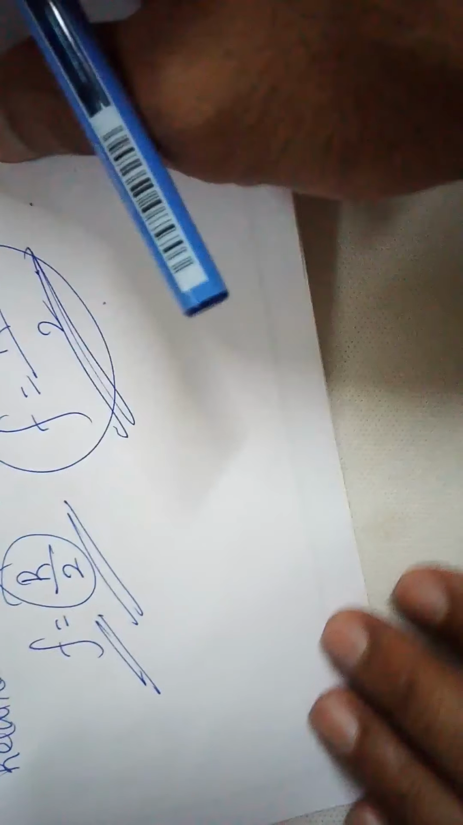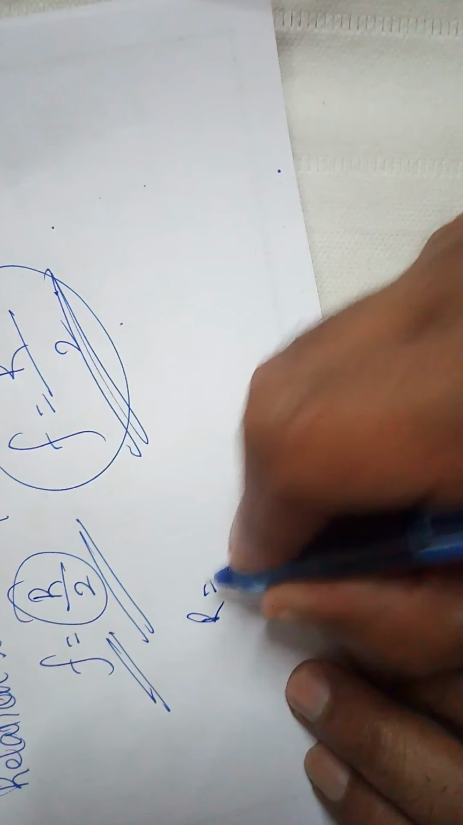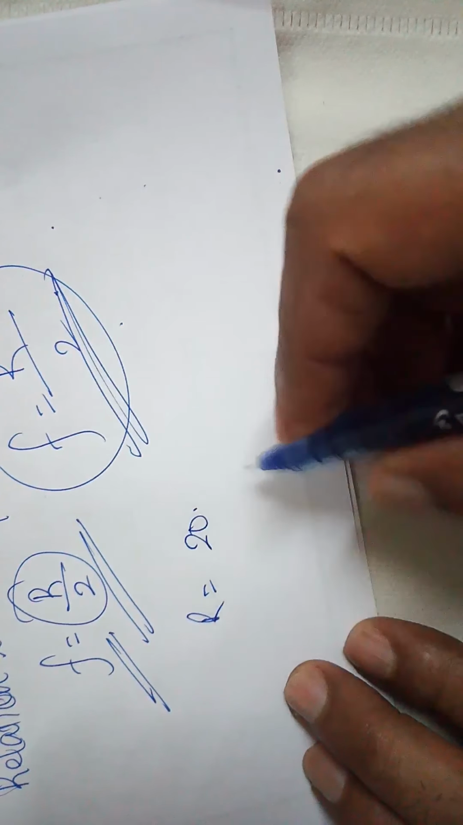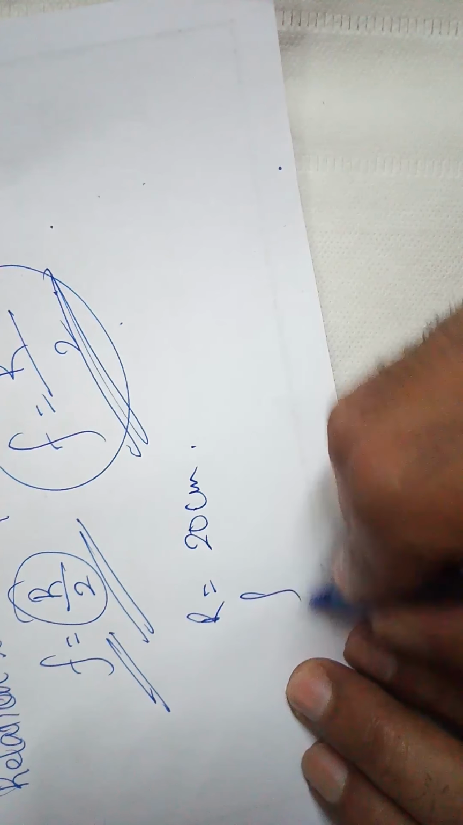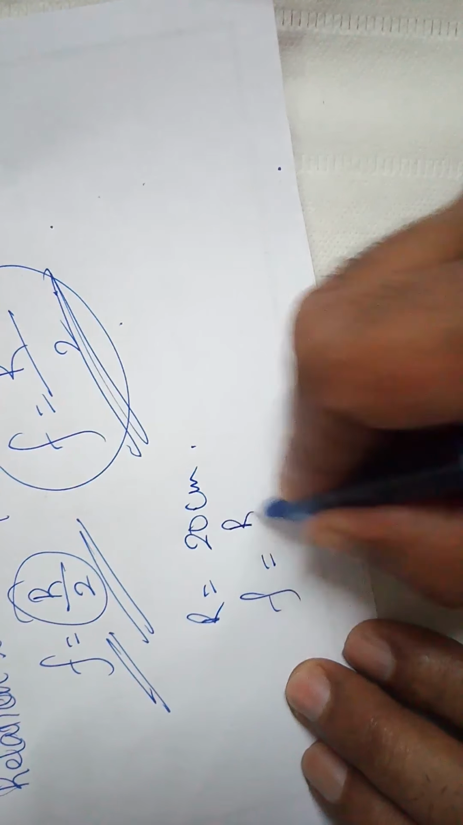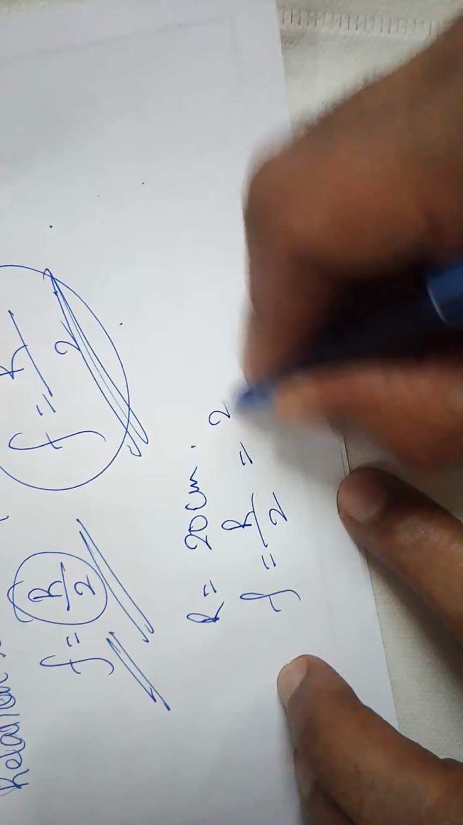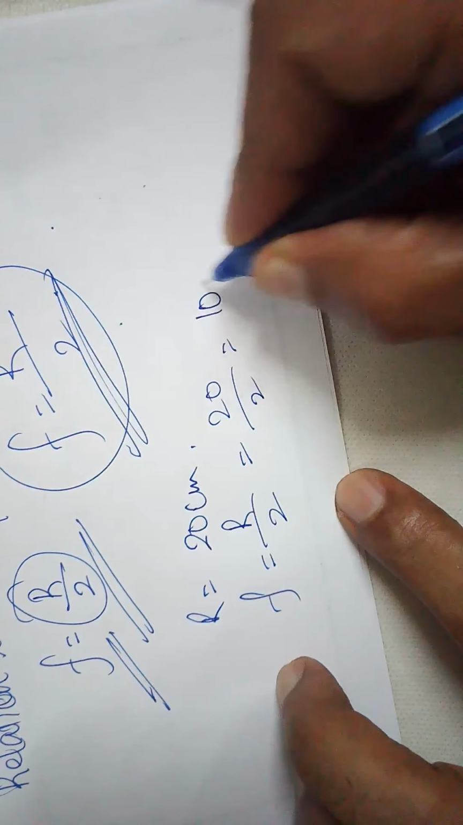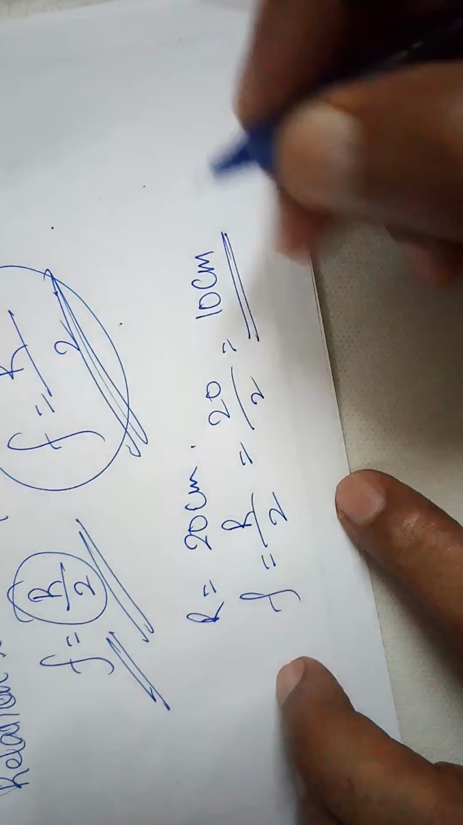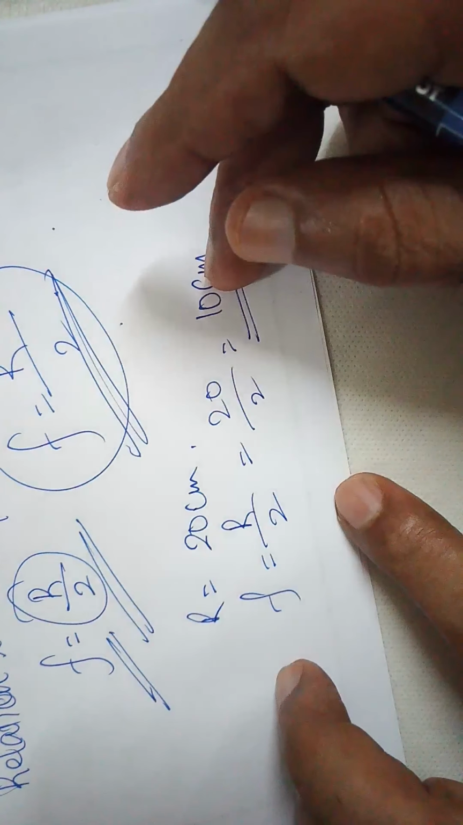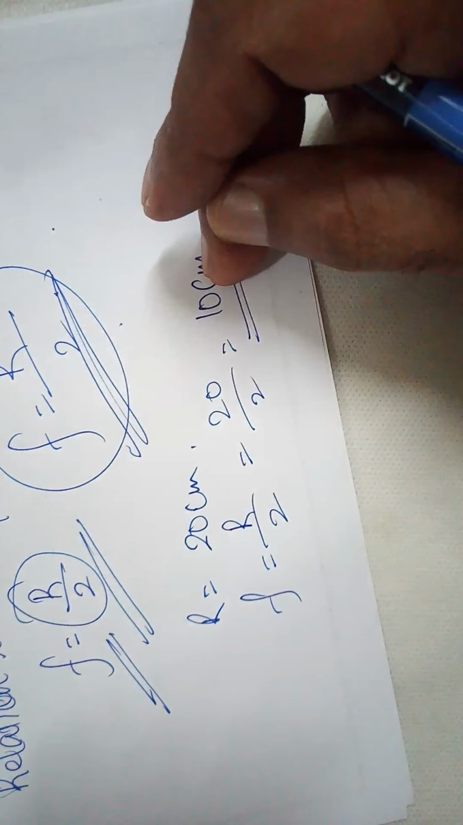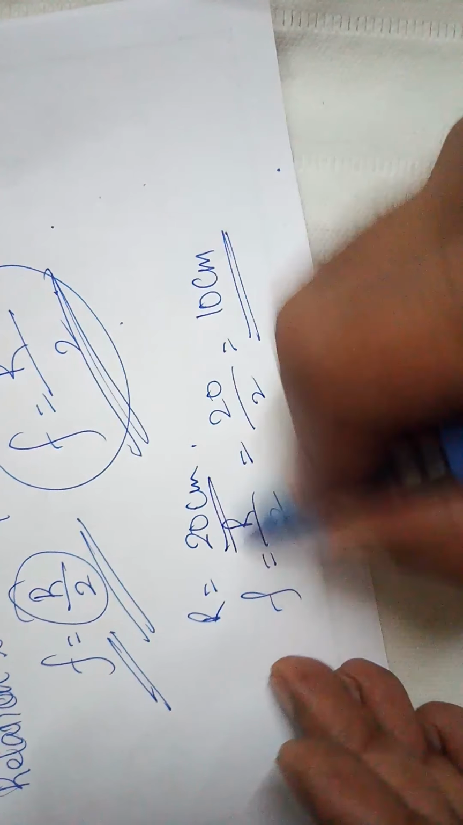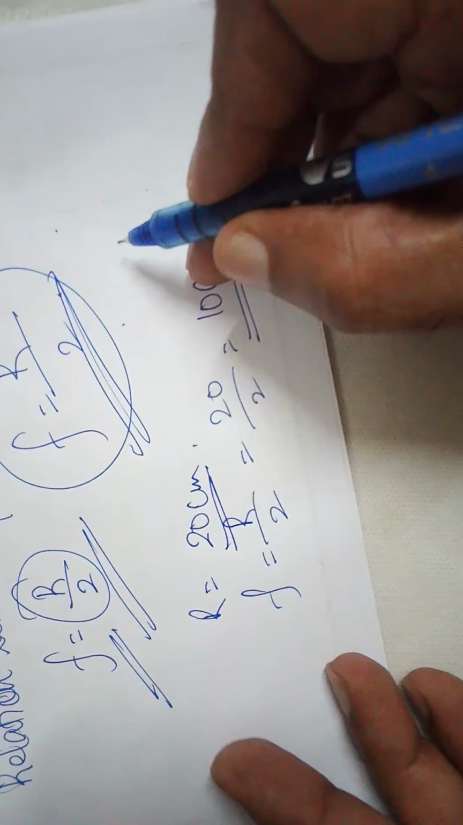If we take the radius of curvature R equal to 20 centimeters, what will be the focal length? f = R/2 = 20/2 = 10 centimeters. This is the focal length of a curved mirror which has a radius of curvature of 20 centimeters.